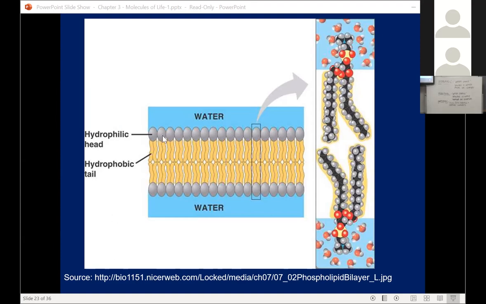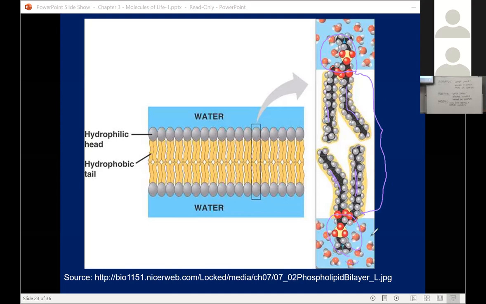So if we look at these molecular models over here, these are what are called space-filling models. They're exactly the same thing as the drawing that we saw before. These are phospholipids. Phosphate head here, here's a saturated fatty acid tail, an unsaturated fatty acid tail. The other phospholipid has a phosphate head, fatty acid tail, fatty acid tail. Again, the fatty acid tails are sandwiched in between in this hydrophobic environment. The hydrophilic phosphate heads are on the outside, interacting with all of these water molecules.